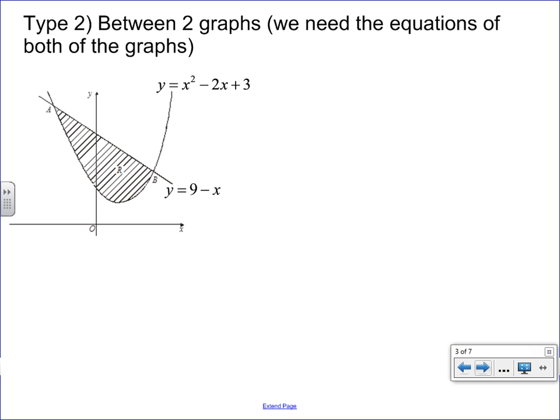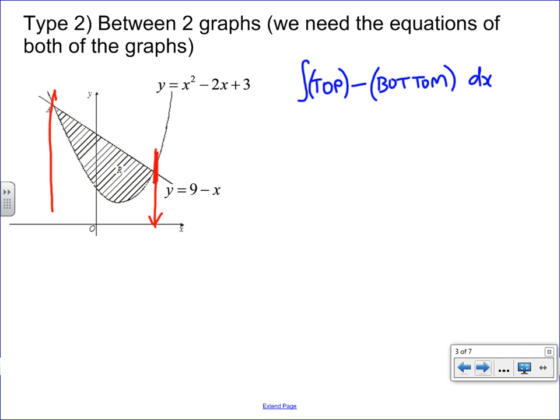So, what we're going to do is we're going to integrate the top one minus the bottom one. Top equation minus bottom equation. Okay? That's how it's going to work. Let's be really careful because of minuses and brackets and things. From where the area starts to where the area stops. So one of the things that's really important here is to work out where the area is starting and stopping. So it's stopping there, and it's starting there.